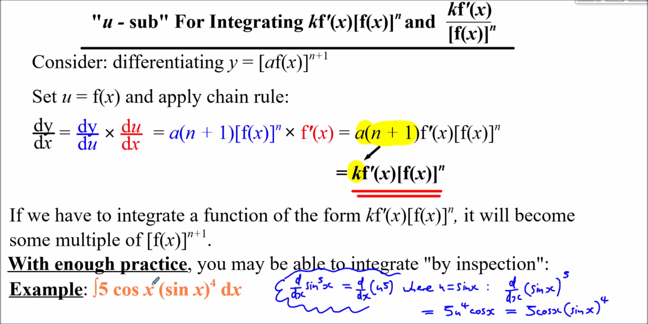So if I differentiate sine to the 5x, I get that. So therefore, if I'm integrating this very same thing, that will become sine to the 5x. If you can do that and spot how to do that, that's when you know you're rocking and rolling. That is when you've really got this mastered. Always do plus C if we're integrating, of course.